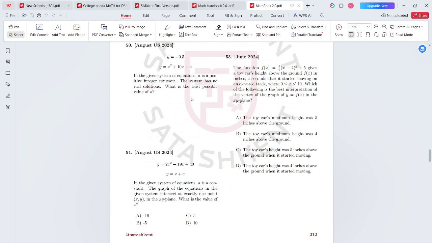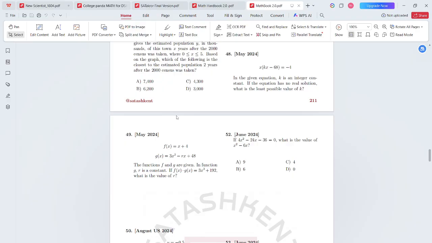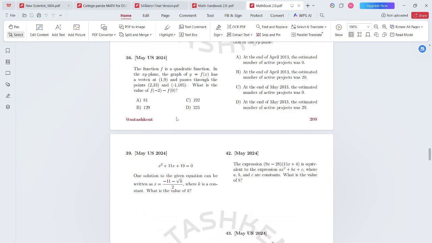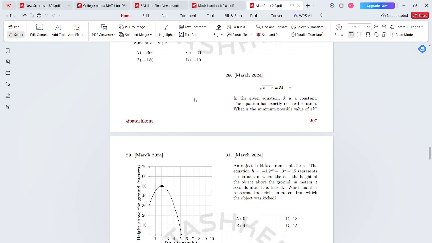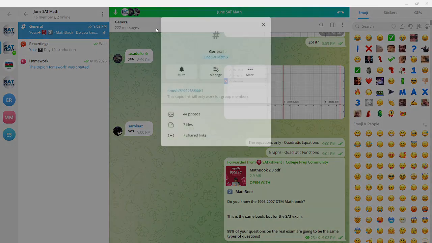And if there are any questions that you might not understand, send them to the group. I will explain them, or anybody from the students that can solve it might explain, all right? Send them to the group. Solve 50 of these questions, and then you will go on to the College Panda book, right?